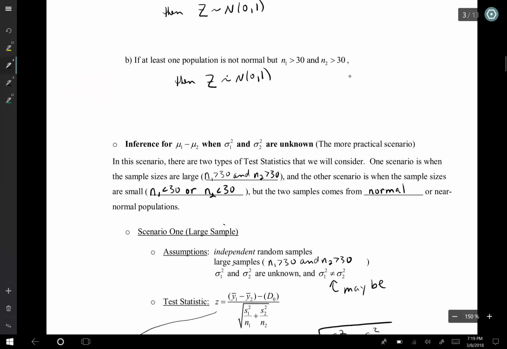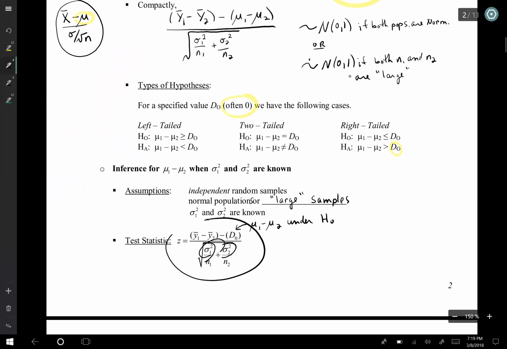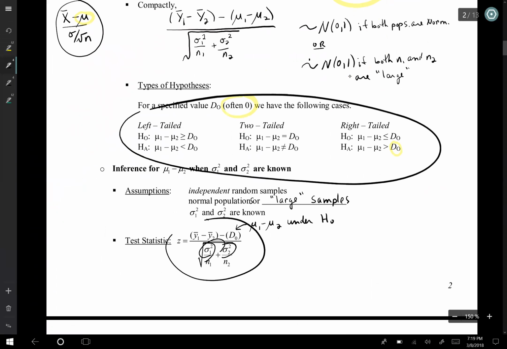It goes back to this situation, this bullet point here, that if you want to check to see if mu1 is bigger than mu2, you're checking to see if the difference is positive. So you would say, well, is that difference positive? But sometimes you might be in a situation where you say, well, is mu1 bigger than mu2 by at least 3 units? And so then D naught would be the number 3, and that would change your test statistic.